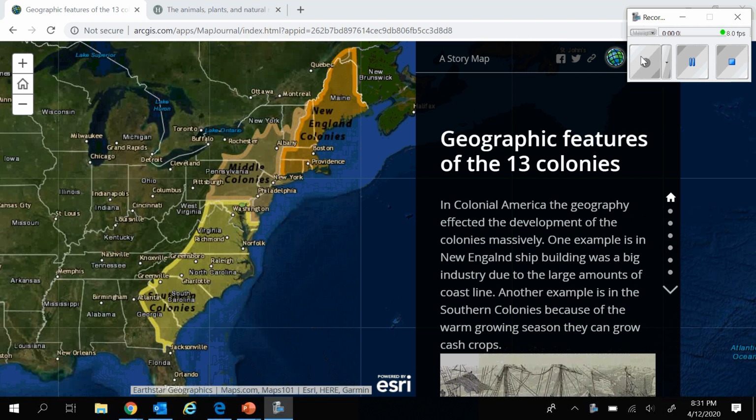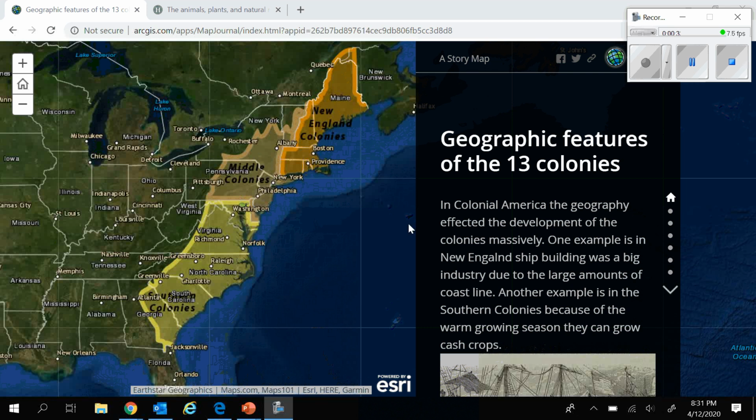We are going over the wildlife in the 13 original colonies. So we're going to be looking at the animals, plants, and natural resources of the 13 original colonies. And we're going to start with the geographic features. That means the features of the actual land around and in the 13 colonies.